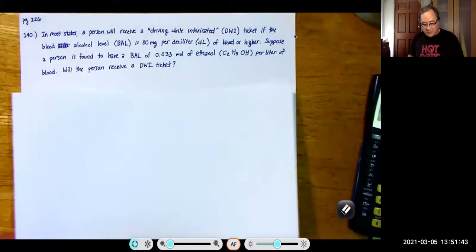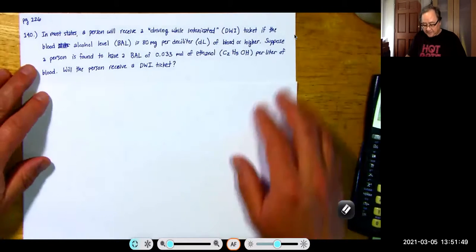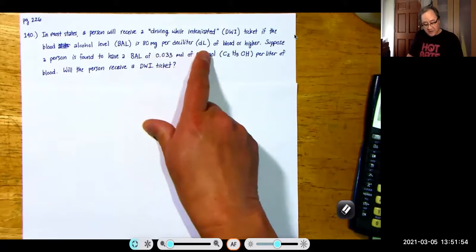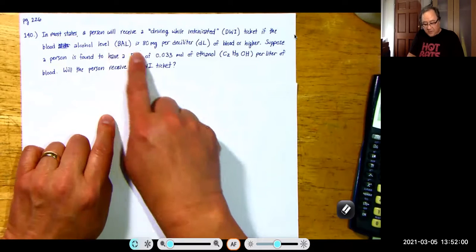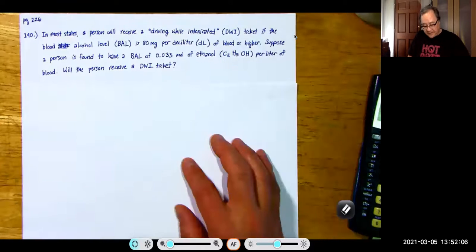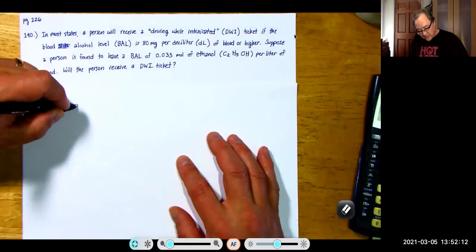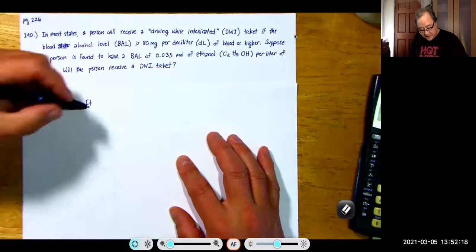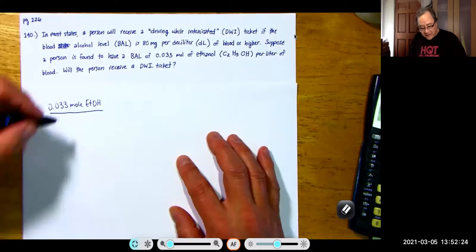In most states, a person will receive a DWI, driving while intoxicated, if the blood alcohol level is 80 milligrams per deciliter of blood or higher. Suppose a person is found to have a BAL of 0.033 moles of ethanol per liter of blood. Will the person receive a DWI? So we have 0.033 mole of ethanol. A very common abbreviation for ethanol in chemistry is EtOH. Per 1 liter of blood.